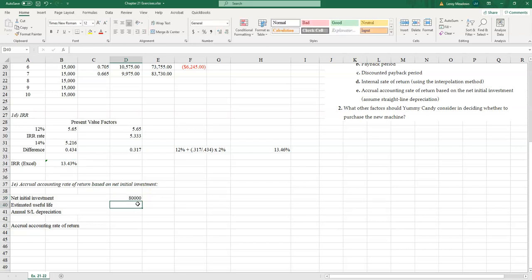What's my estimated useful life? Well, we're told in the problem it is 10 years. So what's my annual straight line depreciation? Well, assuming straight line, I'm going to have annual depreciation of $8,000.